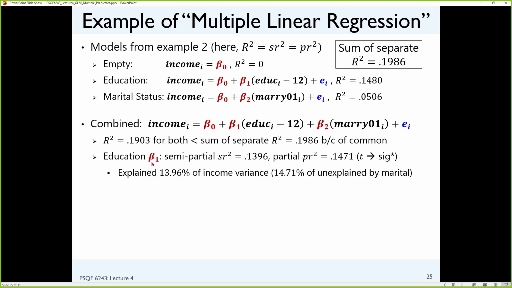So for education, the semi-partial eta square is 0.1396. So I would say that education is responsible for 14% of the variance, and the model overall captured 19% of the variance. The partial eta square is higher. It has to be, so long as there's other predictors to explain the variability. So the way that I would talk about this is that education accounted for 14.7% of whatever variance marital didn't get.